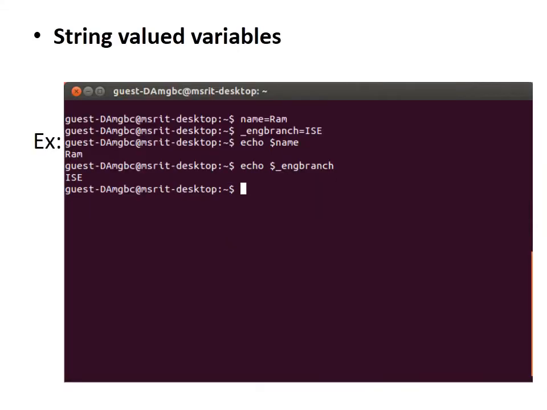Now, let's see the types of variables. Basically, there are two types of variables, string valued variables and environmental variables. In string valued variables, the variable names should begin with a letter or digit or an underscore. Taking this example, name=Ram and _engbranch=ISC, and the output that we get is this. Here, name and _engbranch are the string valued variables.